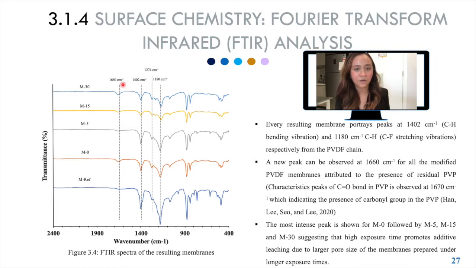Moreover, a new peak can be observed at 1660 for all the modified PVDF membranes, attributed to the presence of residual PVP. Moreover, the characteristic peak of the C=O bond in PVP is observed at 1670, indicating the presence of the carbonyl group in the PVP according to Han. The most intense peak is shown for M0, followed by M5, M15, and M30, suggesting that higher exposure time promotes additive leaching due to the larger pore size of the membranes prepared under longer exposure times.